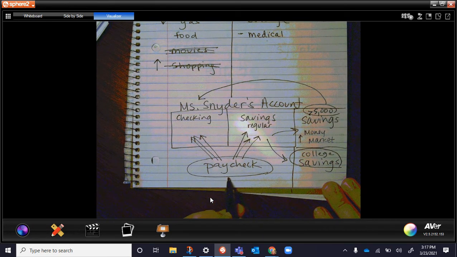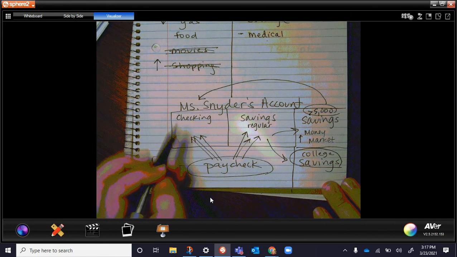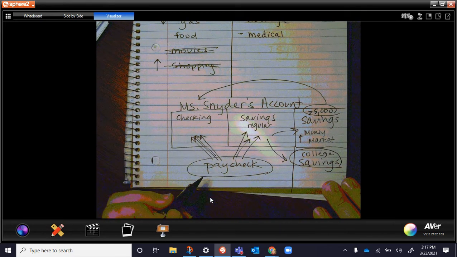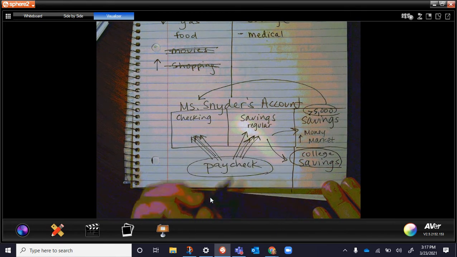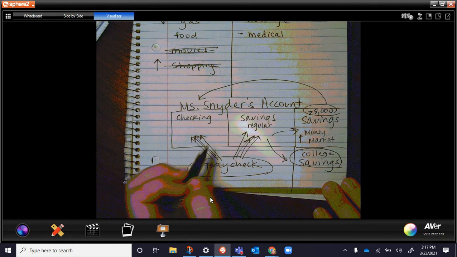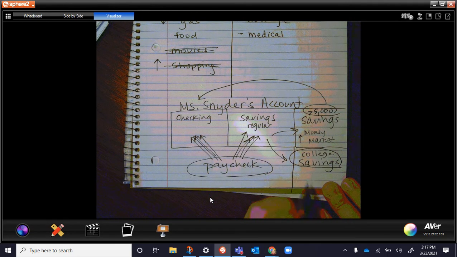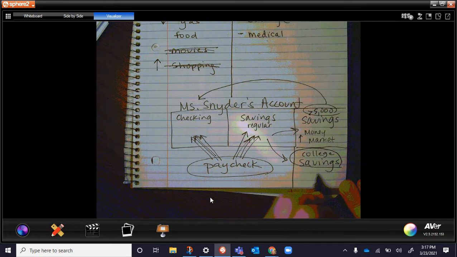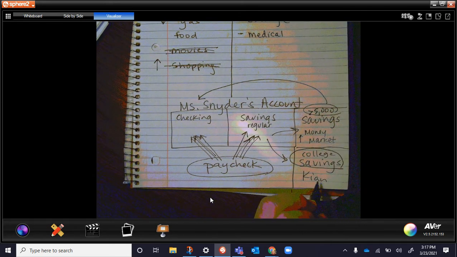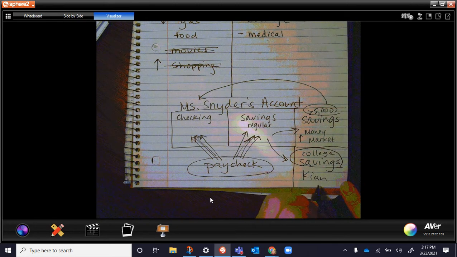So I get my paycheck. And with my paycheck, I have it set up so that some of that money is allocated to my checking account. Some of that money is allocated to savings. And you can have different types of savings accounts. So I have one, this is Kian's college. He has a savings account that is just for that.